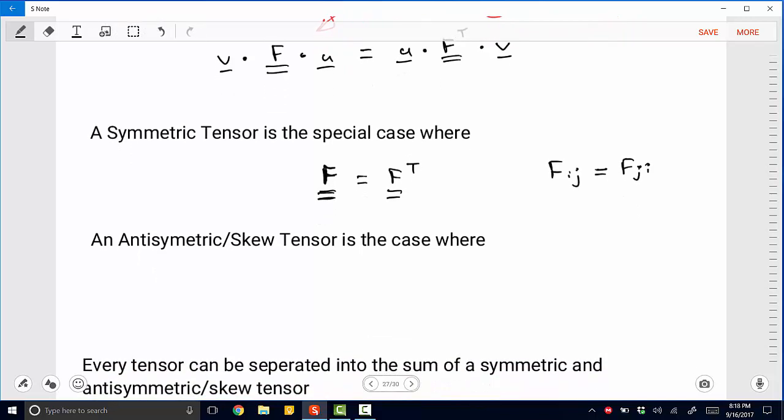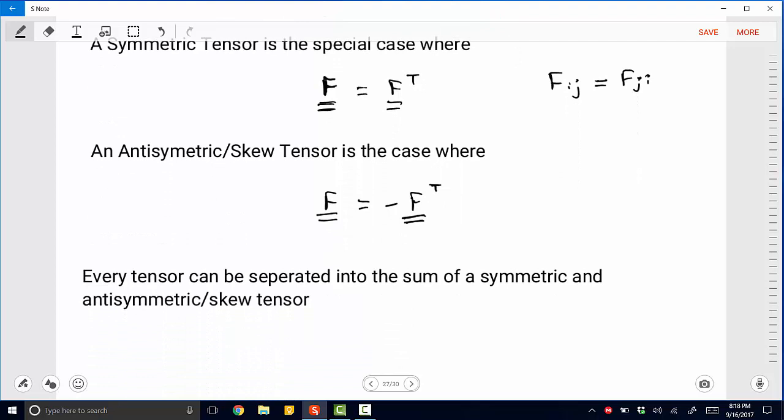While we also can find the idea of the antisymmetric tensor, where if we have a tensor F, it is antisymmetric if it is equal to the F transposed times -1, right? Meaning that the magnitude of the terms on the off diagonal are equal, but they have opposite senses, right?